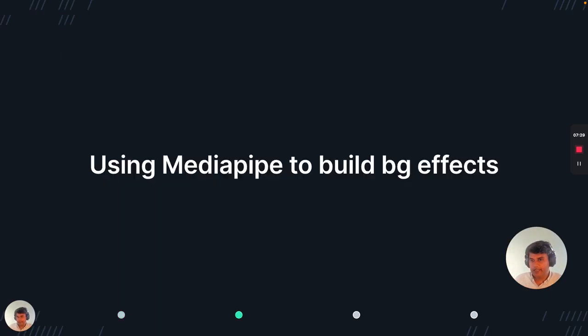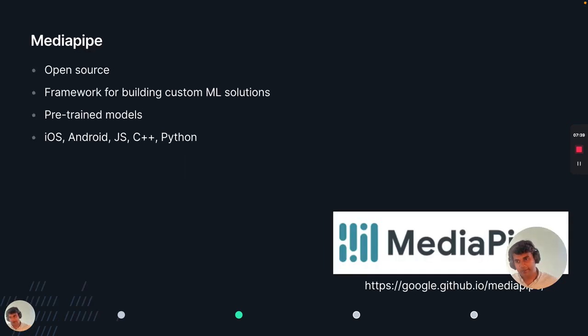Now that we've talked about how these models work, let's actually build our own blur and virtual background. We're going to use MediaPipe to do this. MediaPipe is an open source framework for building machine learning applications. They have tons of great pre-trained models available for use. Definitely check out their website and the demos and use cases there.